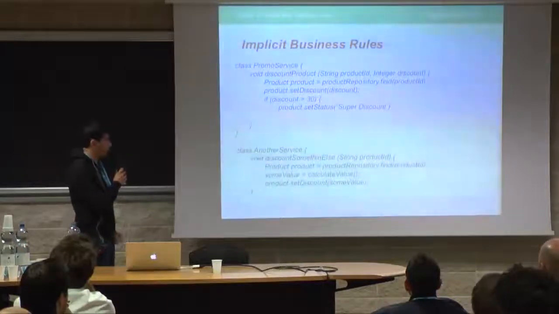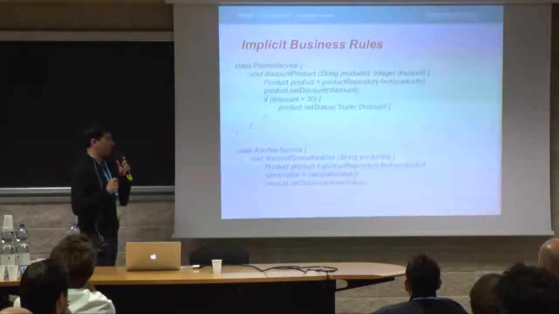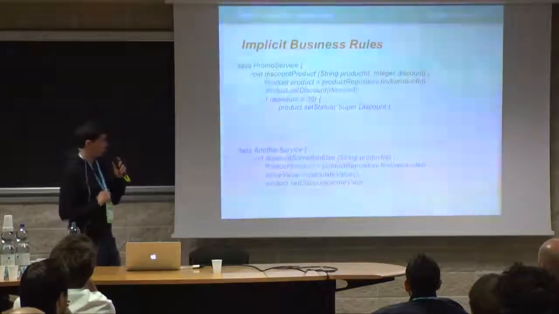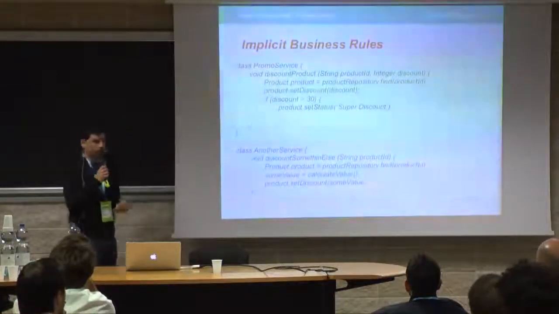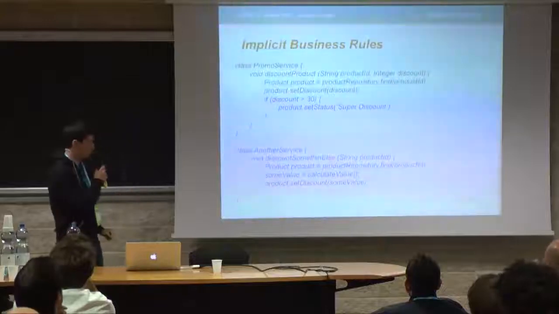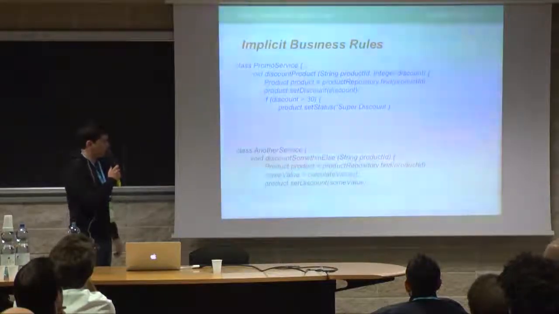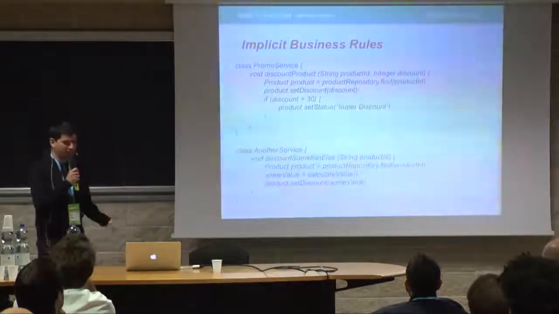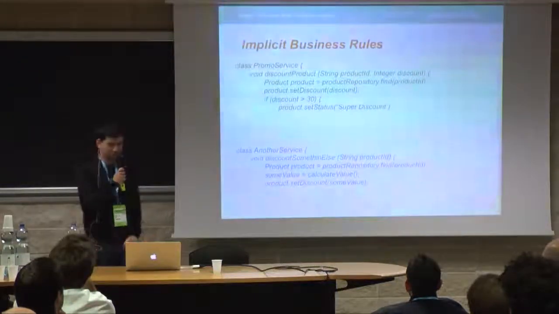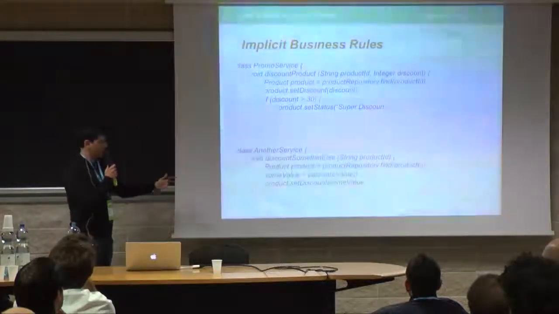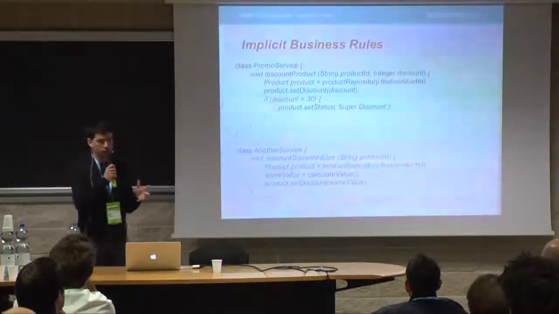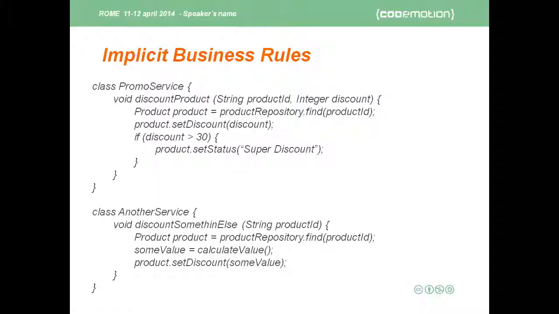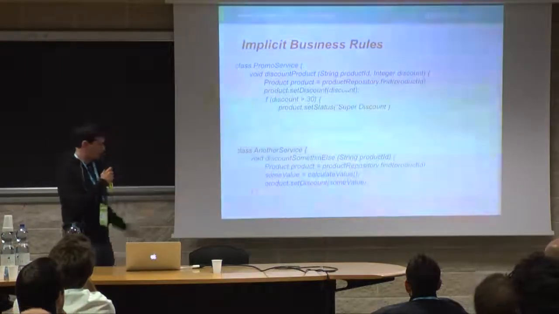To go back to the previous example, if you have a discount of more than 30%, you set the status. Then in another service, you discount the product for some reason other than the manual discount inputted by the user, and you set the discount, but you forget to classify the product as a super discount. So you either have to copy that, or another service has to include the product service and call discount on it. So you're going to have a layered system with n layers of services, remembering where the business logic is, or you risk doing this.